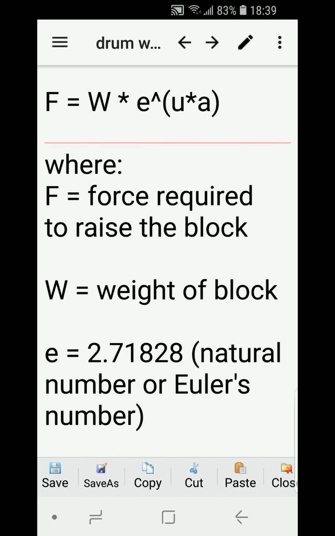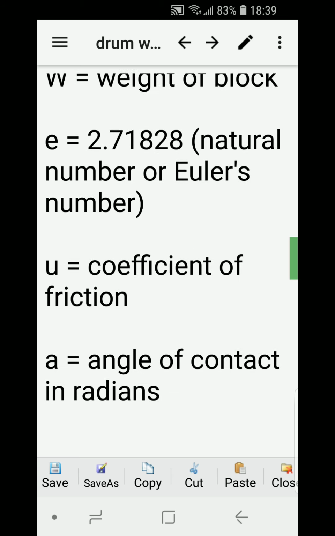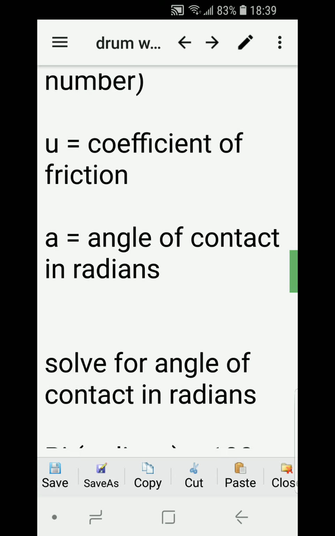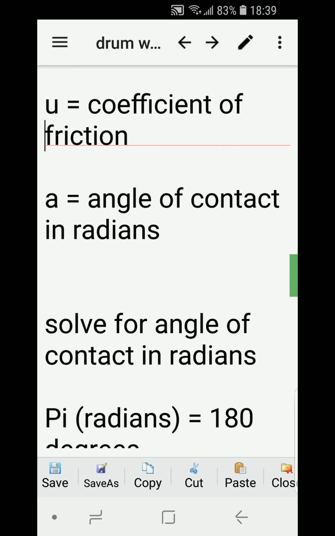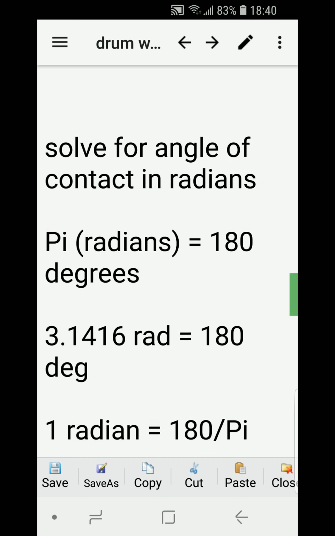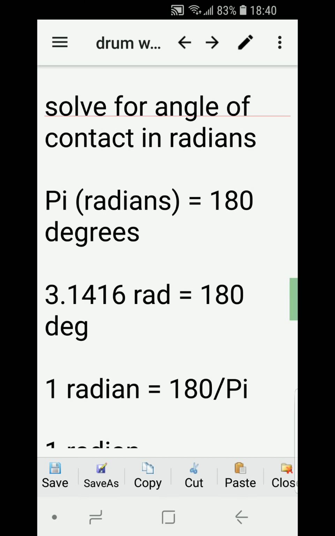e is the natural number or Euler's number, equal to 2.71828. U is the coefficient of friction. A is the angle of contact in radians. Please take note, it is in radians and not in degrees. So our first step would be to solve for the angle of contact in radians.